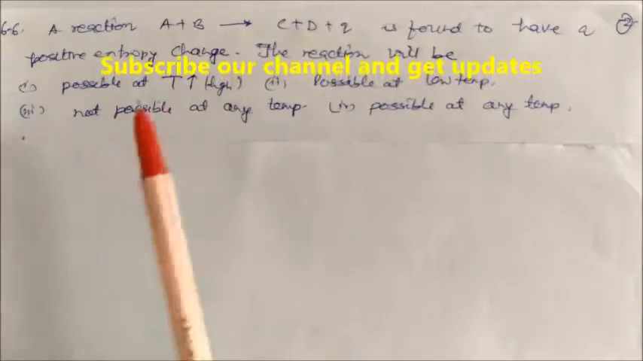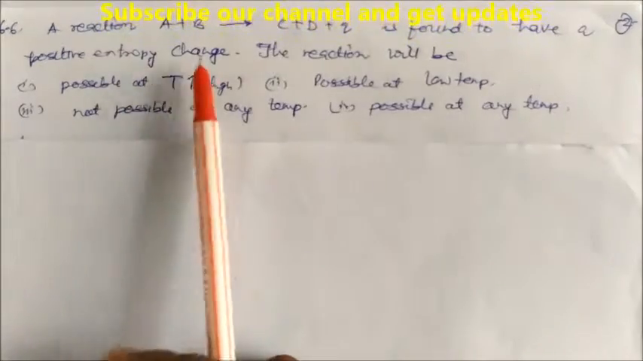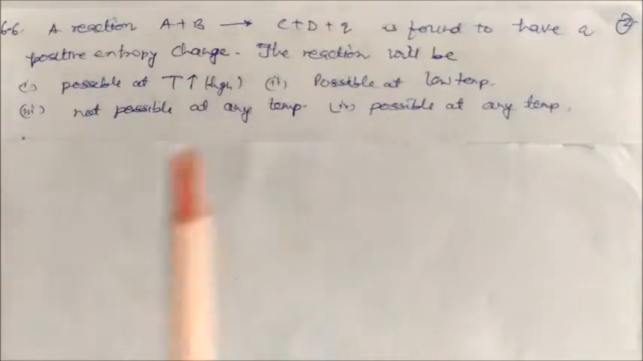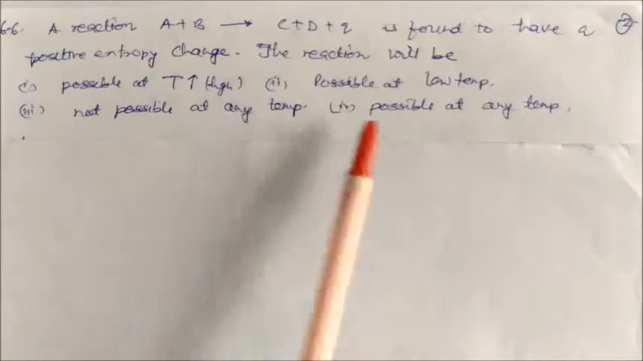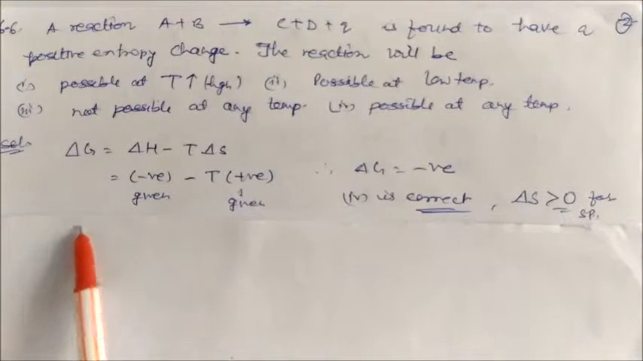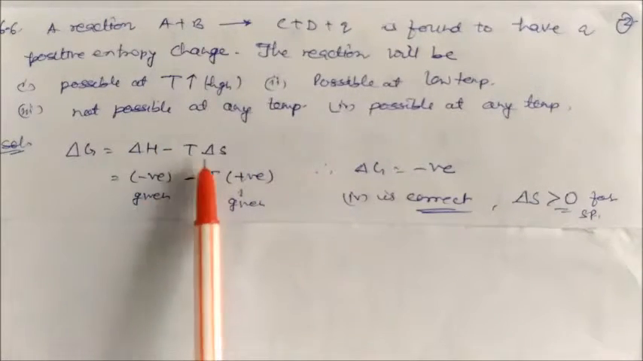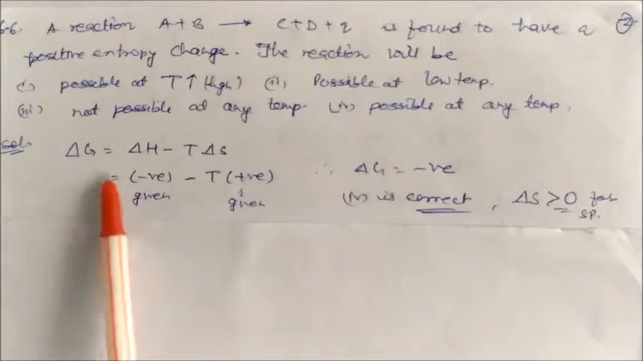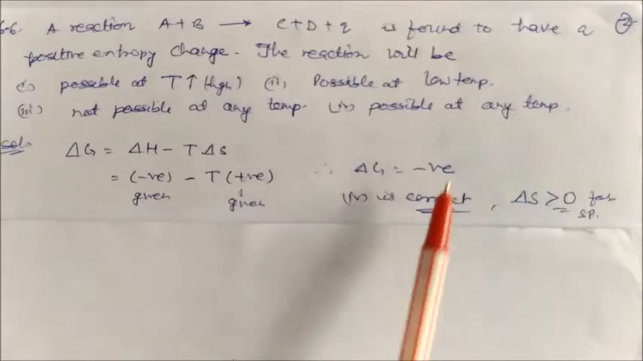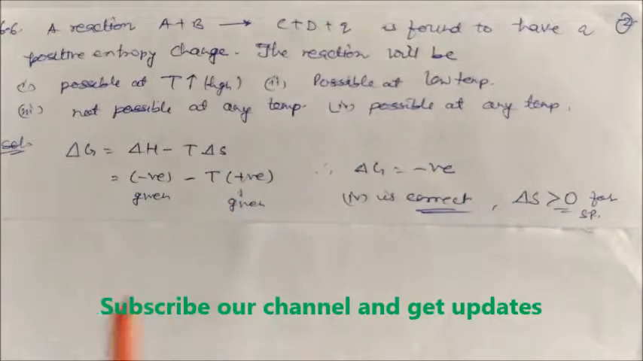A reaction A plus B giving C plus D plus Q is found to have a positive entropy change. The reaction will be, we have four options: possible at high temperature, possible at low temperature, not possible at any temperature, and possible at any temperature. If you see, delta G is equal to delta H minus T delta S, and the enthalpy is given negative, and the entropy is positive. This means the whole delta G is negative, so it is possible at any temperature. If delta S is positive, then this reaction is a spontaneous process.